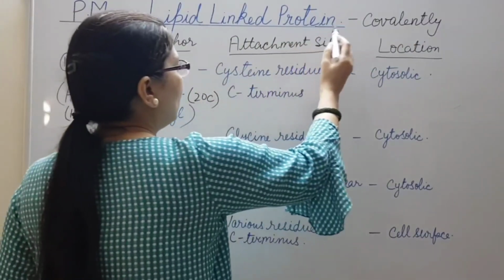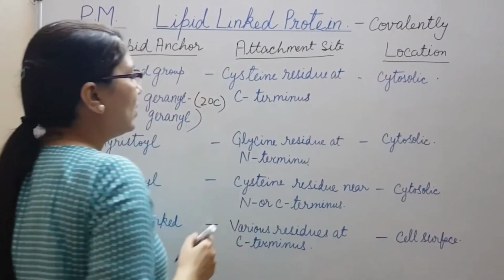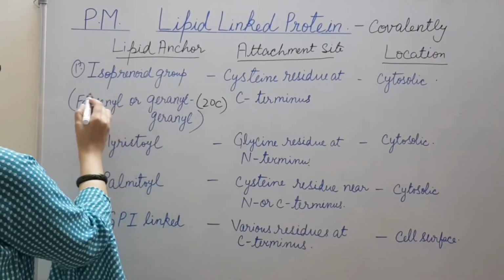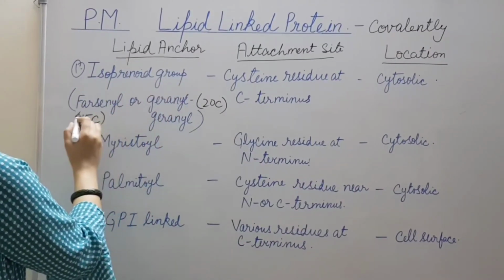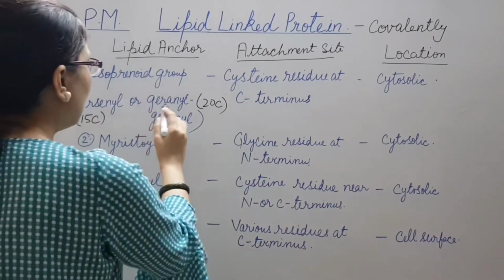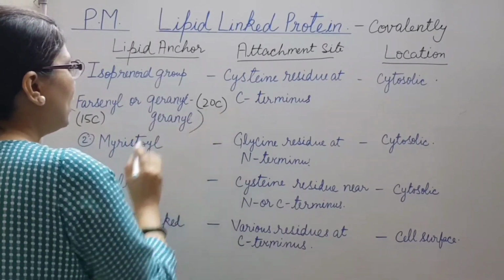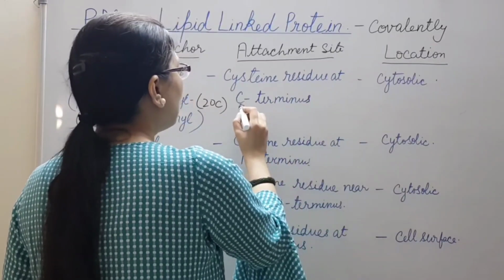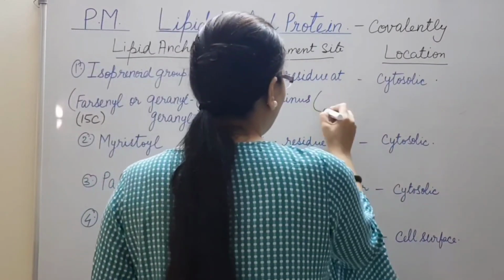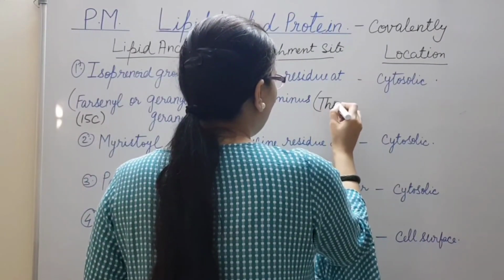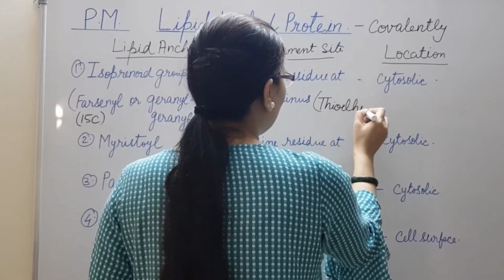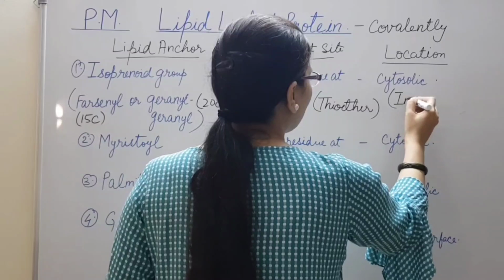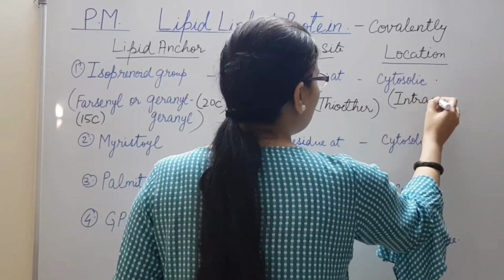Lipid linked proteins are covalently attached to certain classes of lipids. First is isoprenoid group. Proteins are attached to either farnesyl residue, that is a 15 carbon fatty acid, or geranyl residue, that is a 20 carbon fatty acid, and these are attached by the cysteine residue present at the C terminus by thioether linkage, and the location is cytosolic, or we can say intracellular.